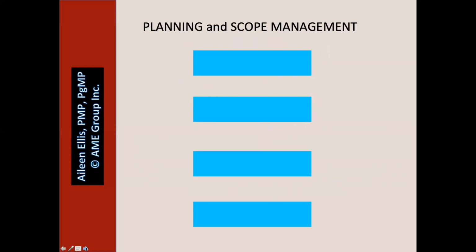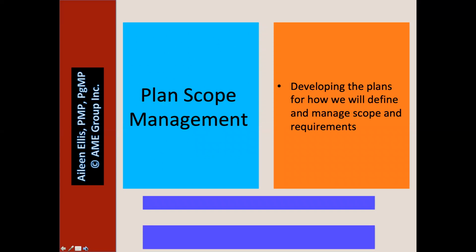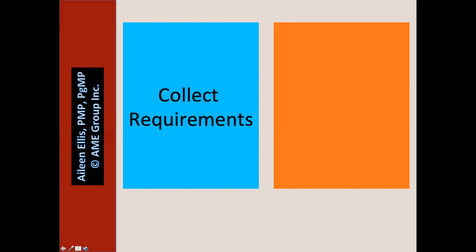When we think about planning and scope, there's several processes. We'll take them one at a time. Plan scope management. We're developing the plans for how we will define and manage scope and requirements. Remember, the scope is not found in the scope management plan. The requirements are not found in the requirements management plan.